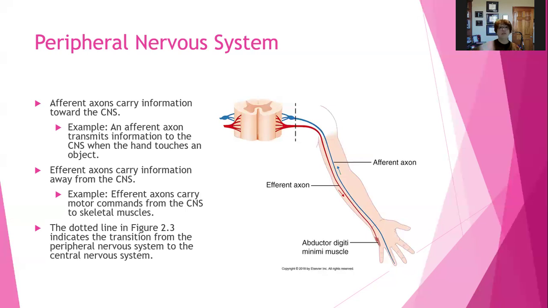So in this figure, the dotted line indicates the transition from the peripheral nervous system to the central nervous system. So anything on the right of the dotted line is peripheral, and to the left of the dotted line is central.